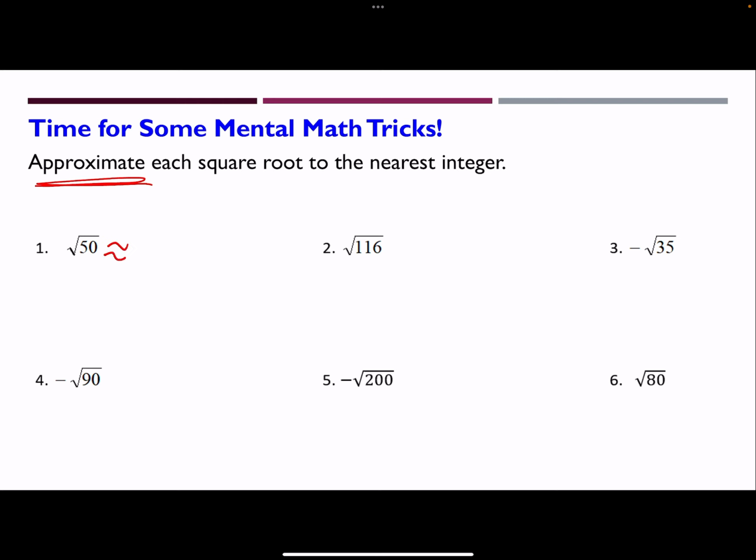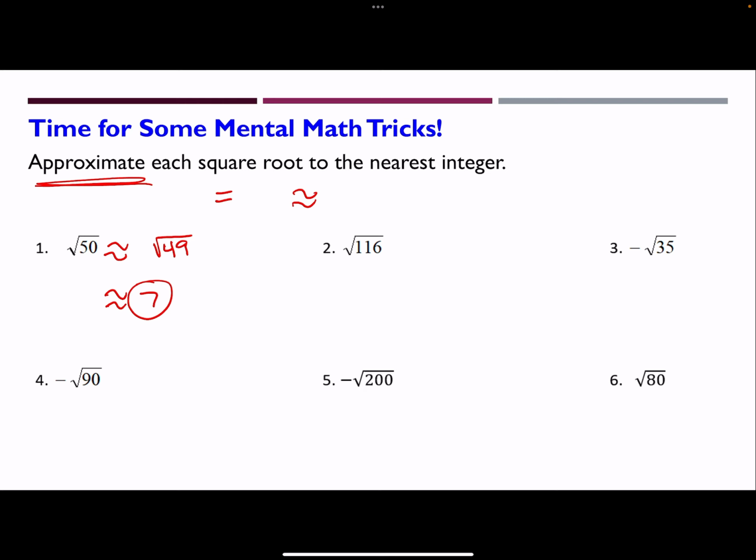So I'm going to use this. It's called the approximation symbol. This is an equal sign. This is an approximation symbol, which means approximately or close to. So the square root of 50 is pretty close to 49. And I know that 49 is a perfect square, so this is going to be close to 7. And I know that the square root of 50 is going to be a little bit bigger than 7 because 50 is a little bit bigger than 49.